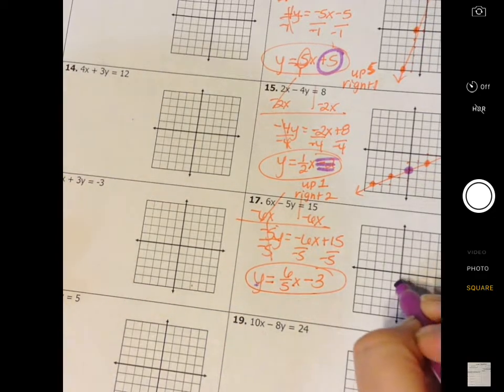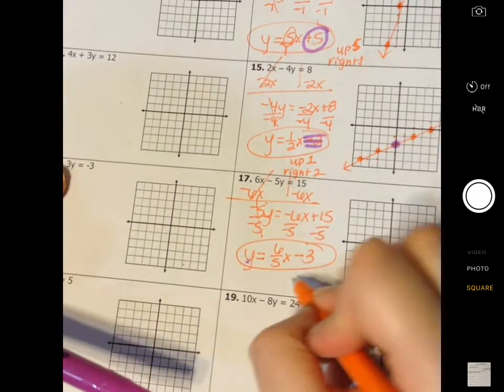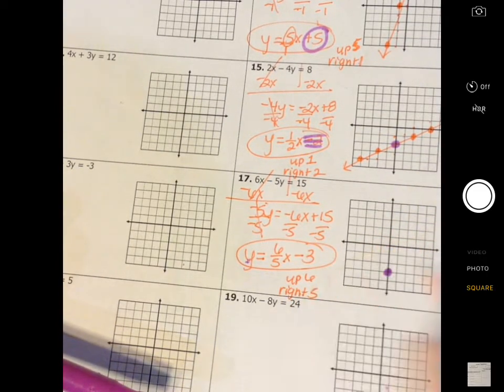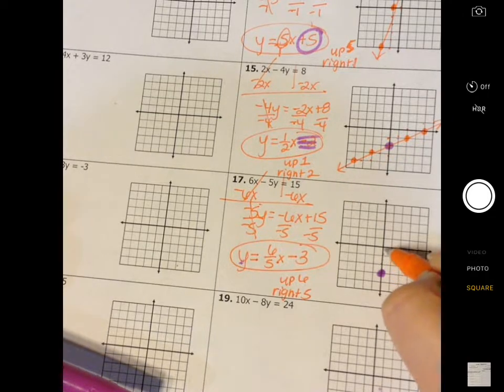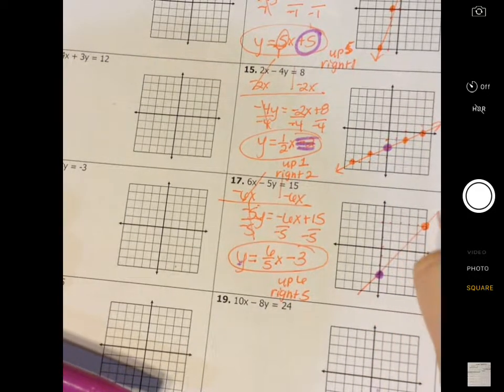Let's plot our negative 3. Up 6, right 5. 1, 2, 3, 4, 5, 6. 1, 2, 3, 4, 5. Ran out of room, but I got none this way, so we're done.